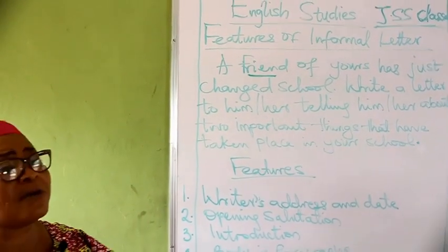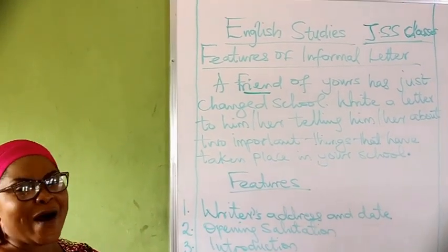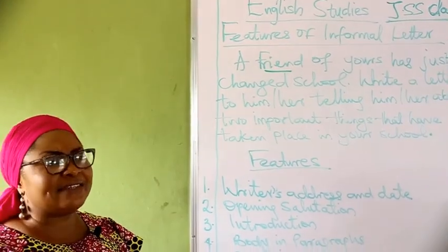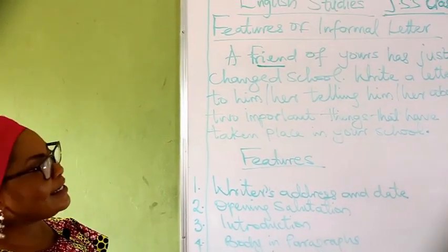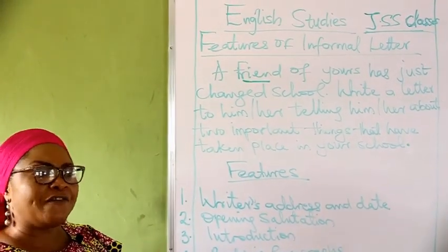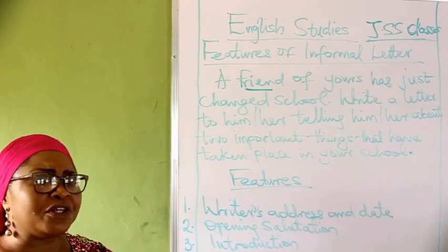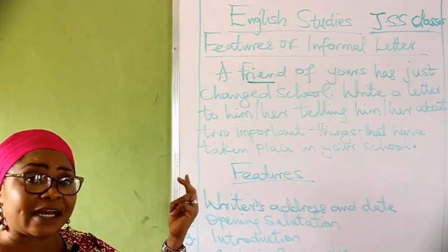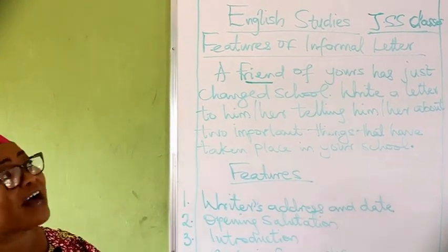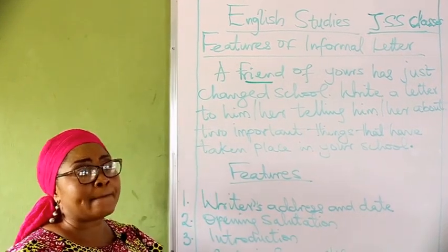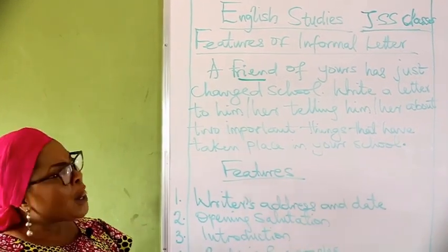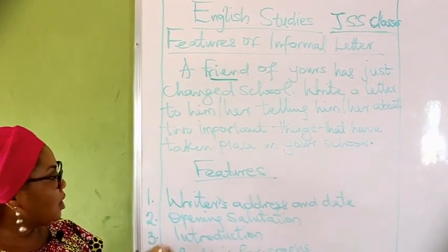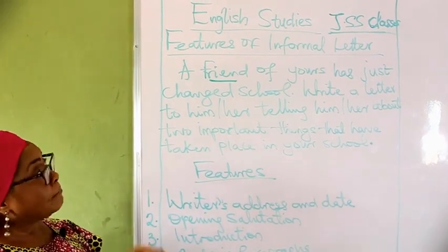Like I said earlier, an informal letter is a letter we write to people who are our friends, who are close to us. And for this type of letter, it is very, very important for you to know that the language of this letter varies. It's not like the language you use for a formal letter. Remember, there are types of letters we have in the English language. We have the formal and the informal letter. So for the purpose of this class, informal letter, I want us to take a look at some of the basic things that we need to know before we go into the features of an informal letter.